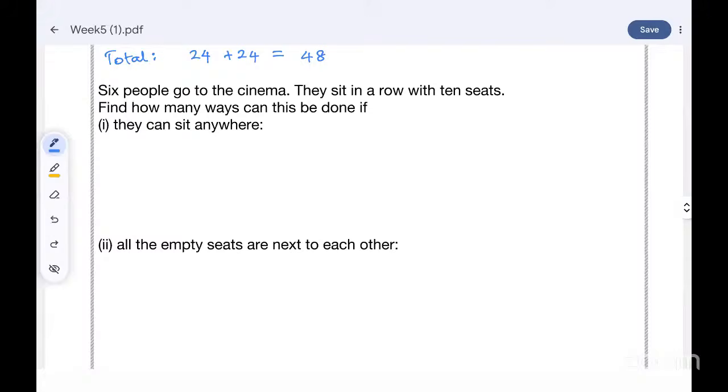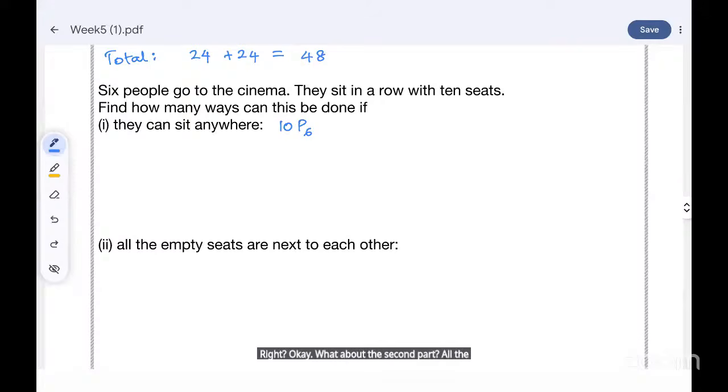Read this carefully. The first one is a very easy, straightforward one. You have 10 seats and 6 people. How many ways can they sit? 10P6. Right? Okay. What about the second part?